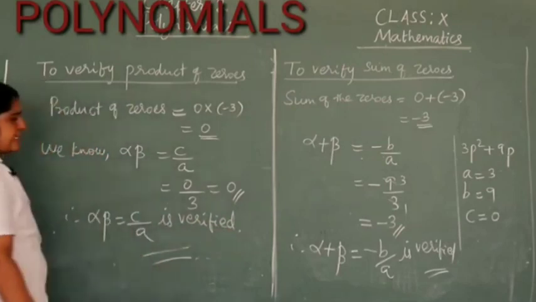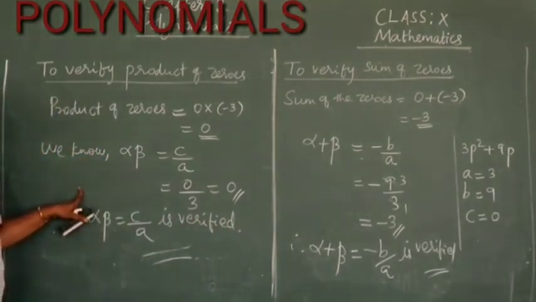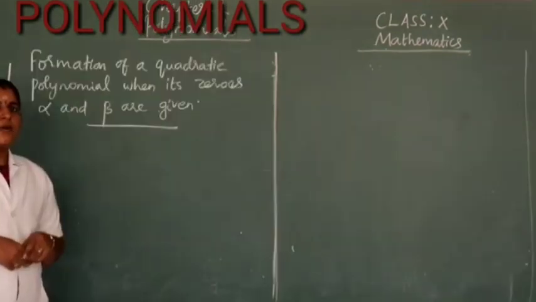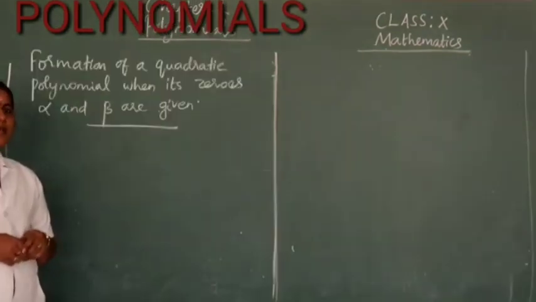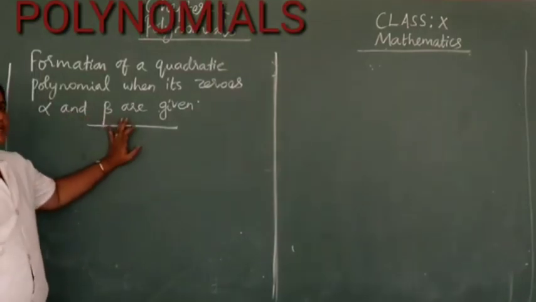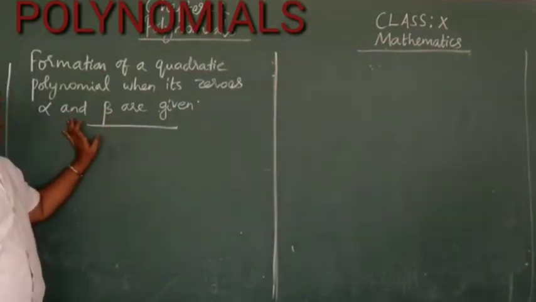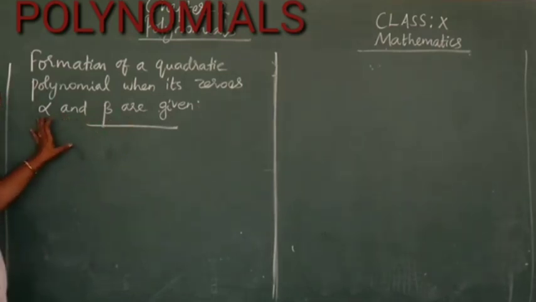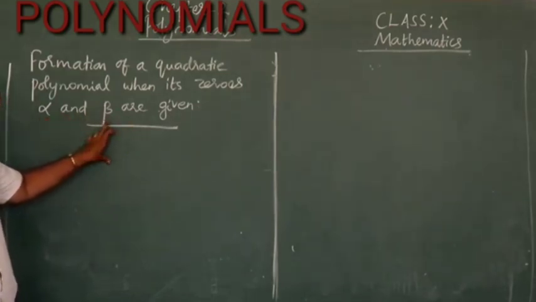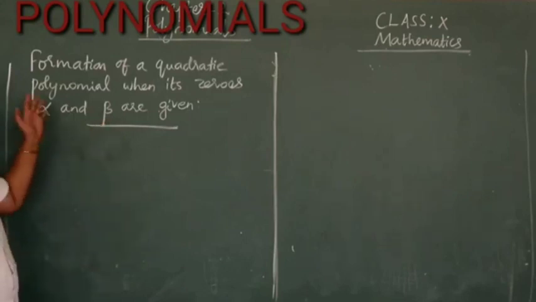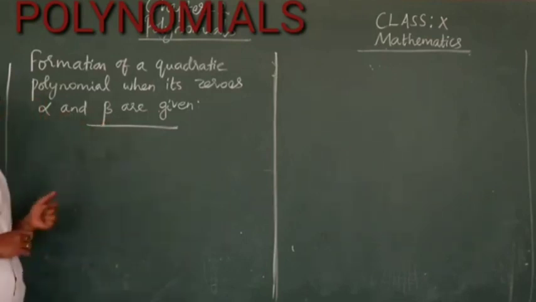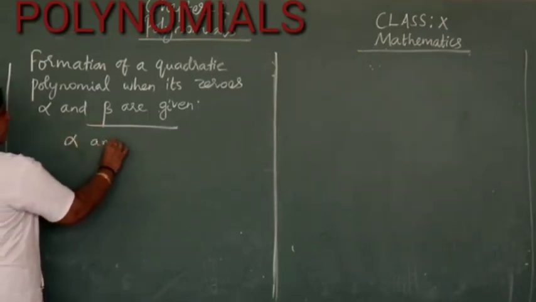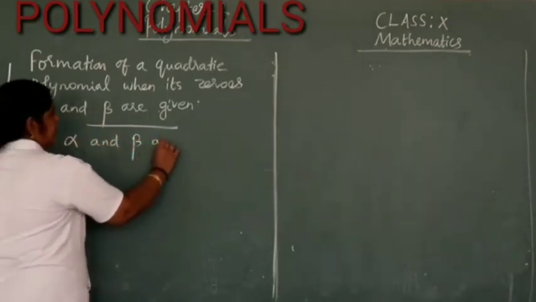So all of you practice these type of similar questions from your textbook and understand the concept very well. Now we are going to see how to form a quadratic polynomial when we know the two zeros alpha and beta of the polynomial. So if alpha and beta are given as the two zeros of the polynomial, how to form the polynomial we are going to see. So alpha and beta are the zeros.